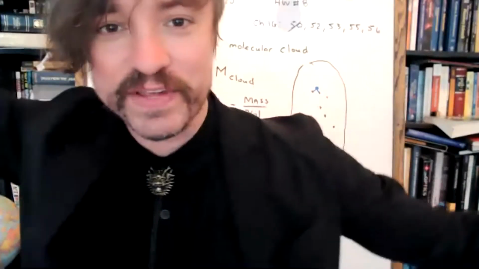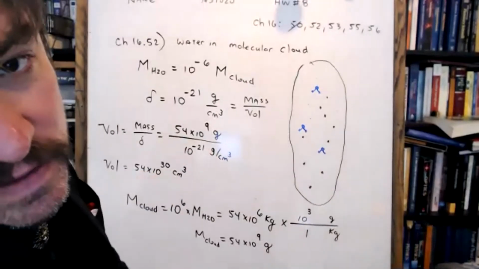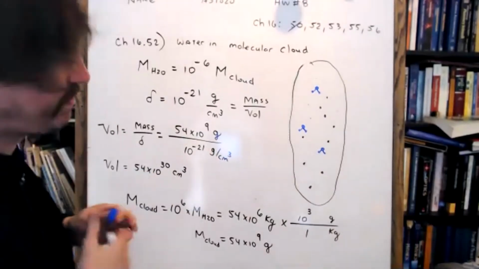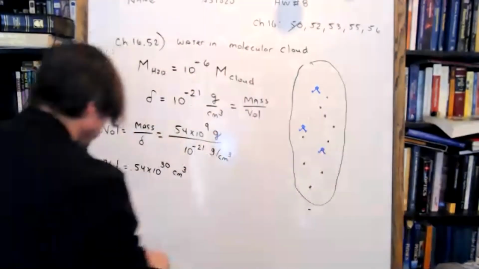They were once dispersed in molecular clouds. So we're trying to figure out, if your body is 60% water, what volume of space the water in your body was once spread out over. 54 nonillion cubic centimeters is pretty big. It's certainly bigger than the volume of Earth. Let's see if we can calculate that real quick, okay?